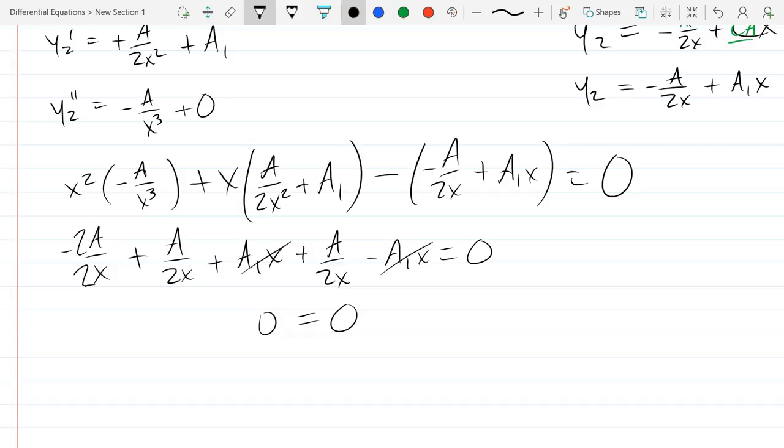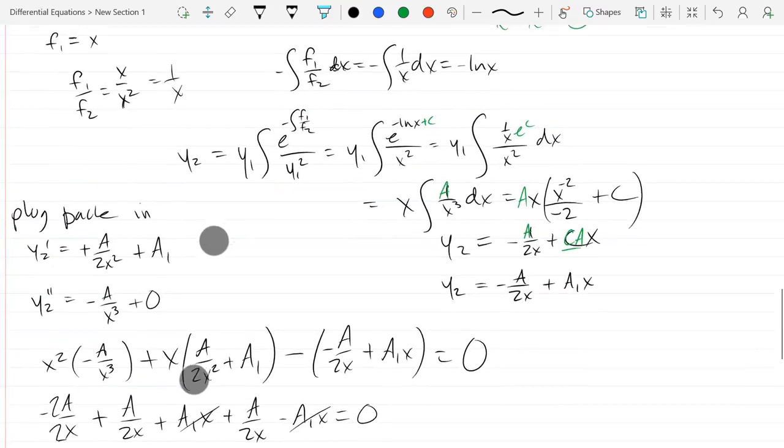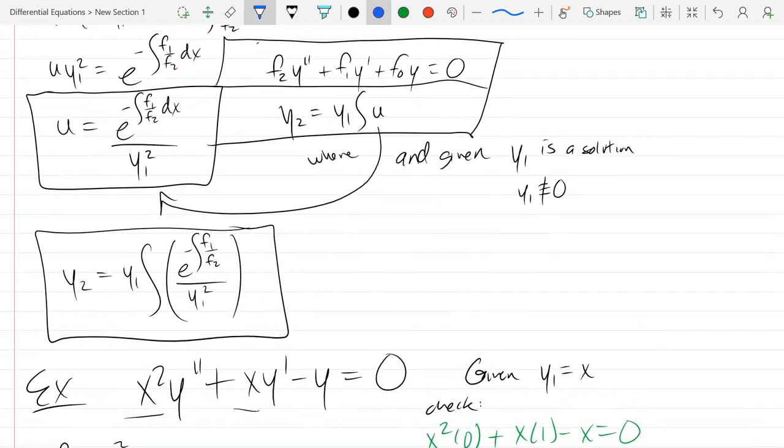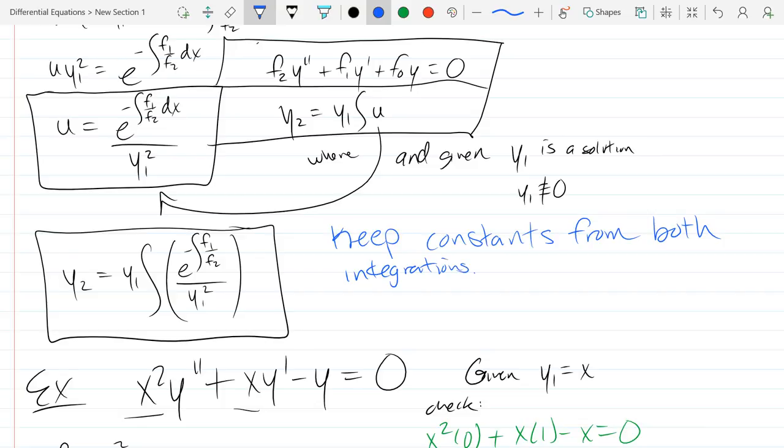What does your book say? Does it mention constants as you go in this section? Section 23. So I'll write that note up here. Looks like they keep both of the constants? Yeah. All right. So you're doing two integrals, so you get two constants, which makes sense. Degree two should have two, a family of two parameters.